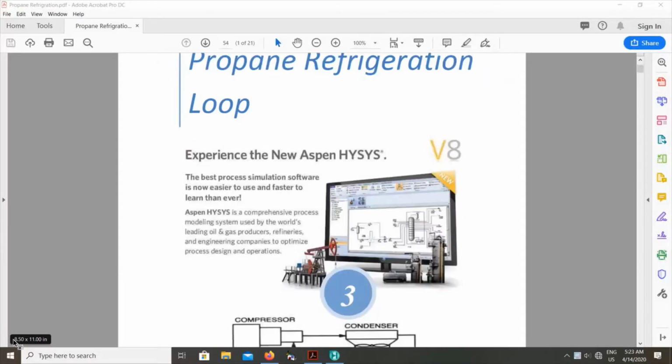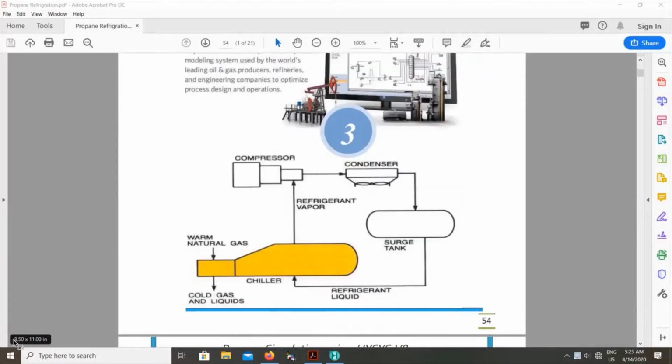This propane refrigeration loop is a very important loop, especially in natural gas processing. For example, in natural gas processing, sometimes your customers want your natural gas not in a gas form, but in a liquid form. So for that purpose you need to cool down the natural gas so that it becomes liquefied.